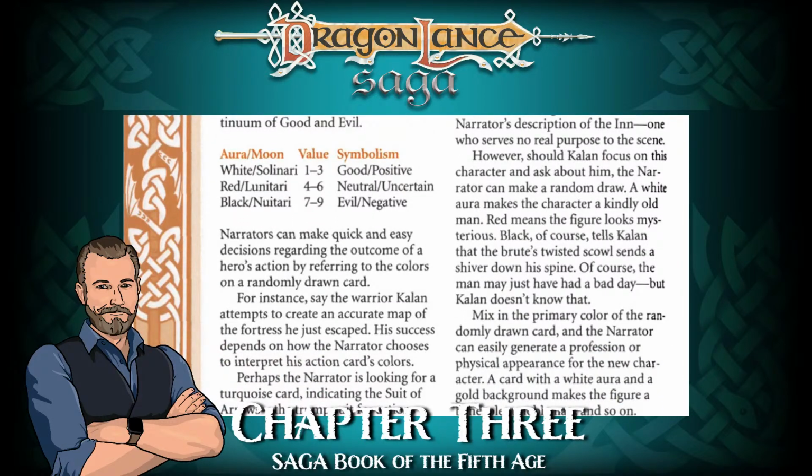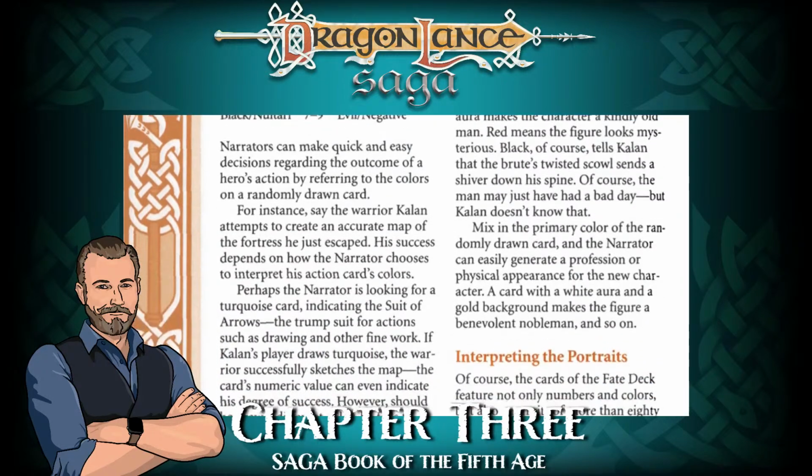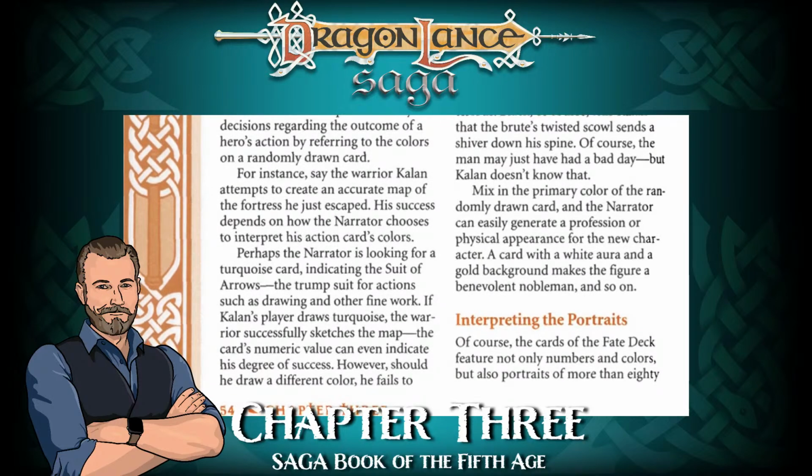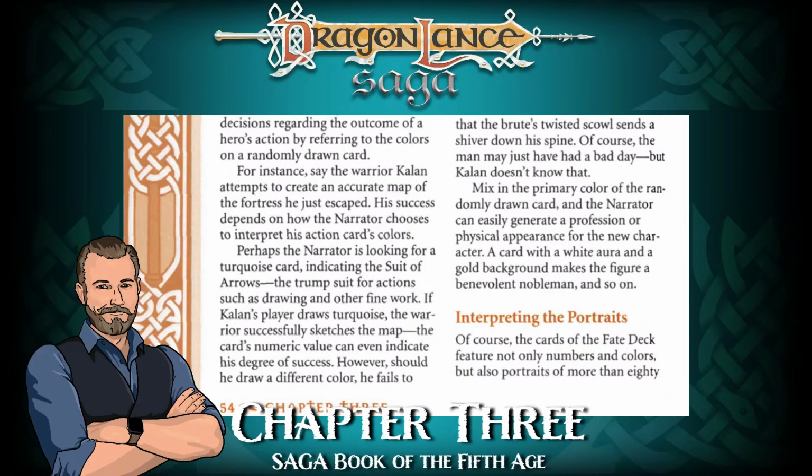A white aura makes the character a kindly old man. Red means the figure looks mysterious. Black, of course, tells Kalen that the brute's twisted scowl sends a shiver down his spine. Of course, the man may just have had a bad day, but Kalen doesn't know that. Mix in the primary color of the randomly drawn card, and the narrator can easily generate a profession or physical appearance for the new character. A card with a white aura and a gold background makes the figure a benevolent nobleman, and so on.